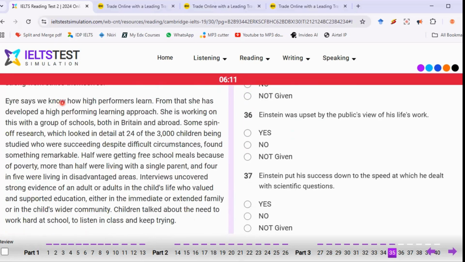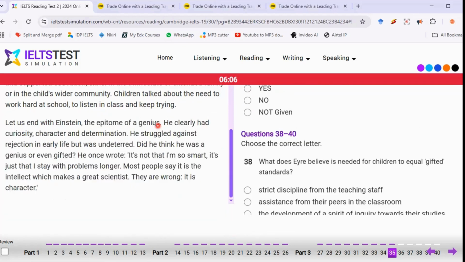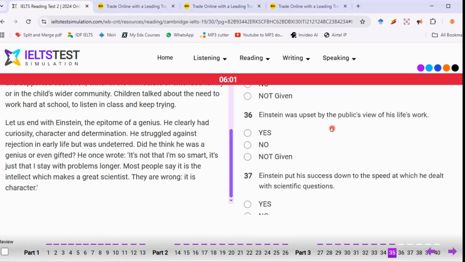Hare says we know high performance is learned. Wow. Where is Einstein again? Okay, let us end with Einstein. Okay, finally we have seen Einstein. The epitome of genius. He clearly had curiosity, character, and determination. He struggled against rejection in early life but was undeterred. They did think he was a genius and even gifted. He once wrote, "It's not that I'm smart. Most people say it's the intellect which makes a great scientist. They are wrong. It's the character." Einstein was upset. There's nothing about being upset here. We are not sure whether he was upset or not.